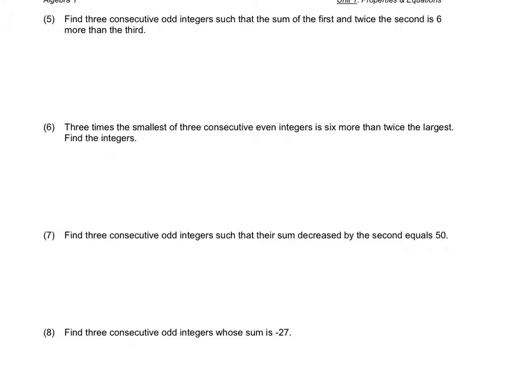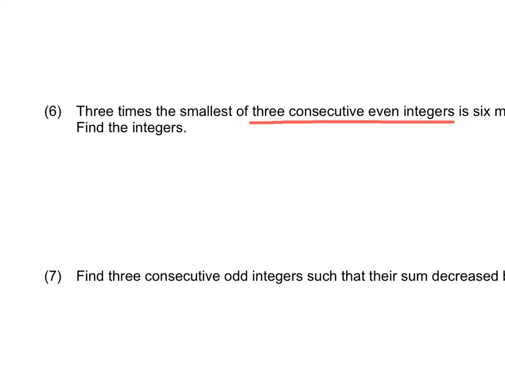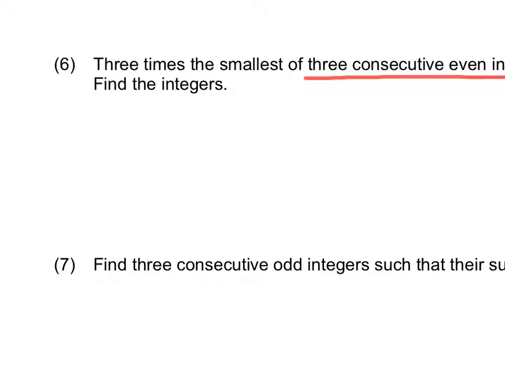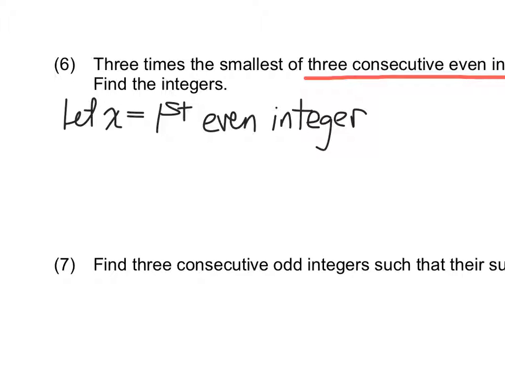3 times the smallest of 3 consecutive even integers is 6 more than twice the largest. Find the integers. Okay, that's a lot. How about 3 consecutive even integers? Why don't we start there? I'm going to let x equal the first even integer. I need 3 consecutive even integers, so I need a second even and a third even integer.